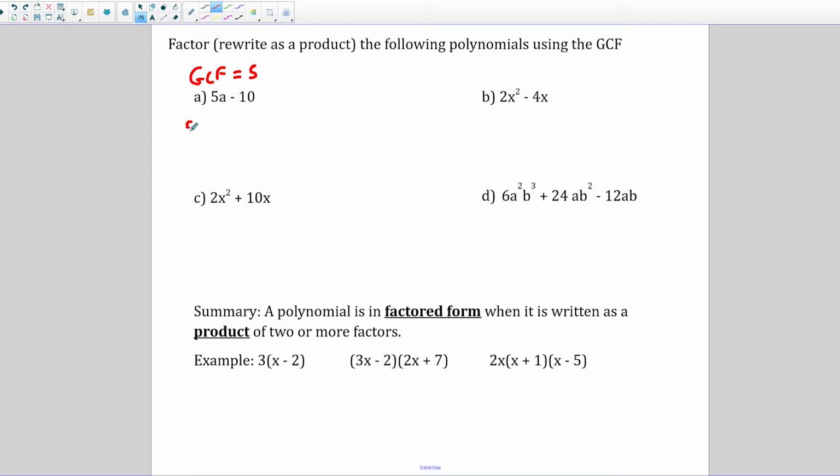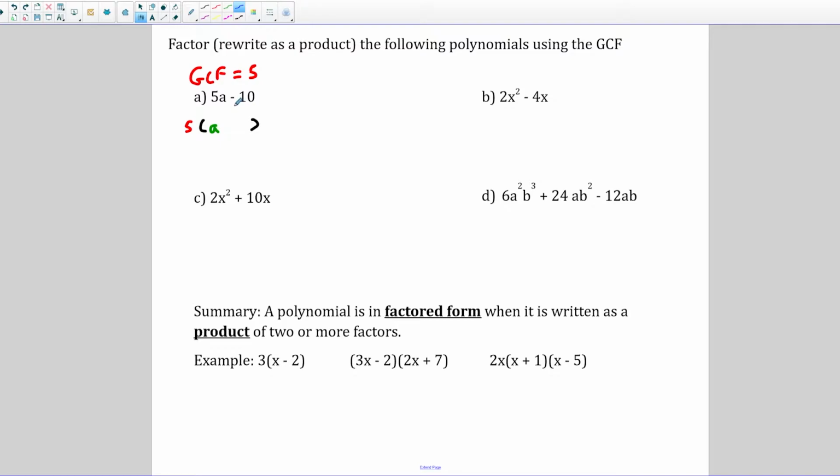So what that's going to do for me is I'm going to have 5 on the outside, and since we're rewriting this as a product of 2 or more factors, I'm going to put some brackets here. Now what the brackets do is it tells us, okay, we've got the 5 on the outside, we need to multiply the 5 by something on the inside to give us this original polynomial. Well, we can think to ourselves, 5a divided by 5 leaves us with a. Alternatively, we could think of it as 5 times something has to give me 5a. In this case, 5 times a will give me 5a.